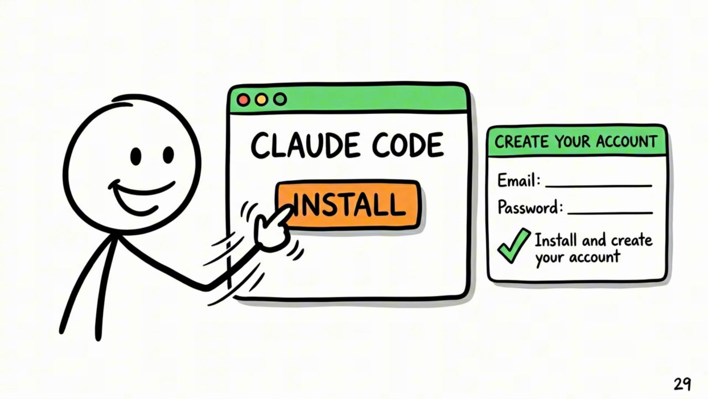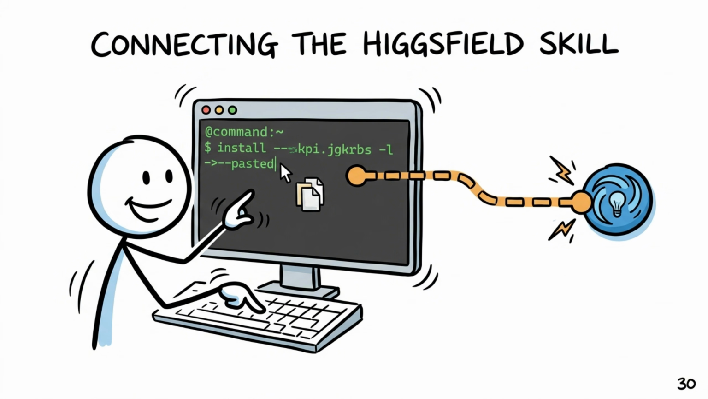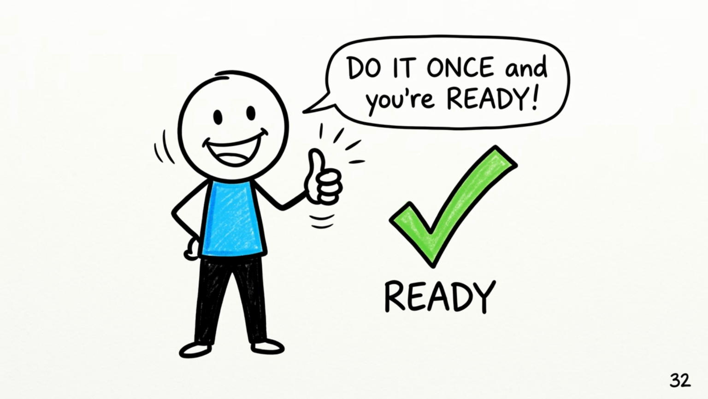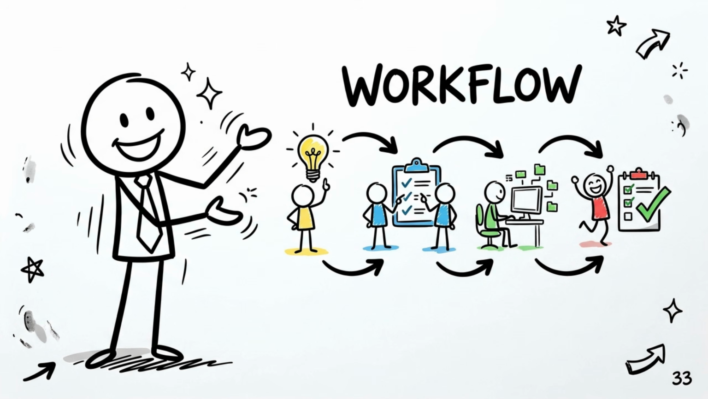Setting this up is simple. Install Claude Code, create your account, then connect the Higgsfield skill by following the install commands they give you. It's mostly copy, paste, and press enter. Do it once, and you're ready. Now to the workflow itself.